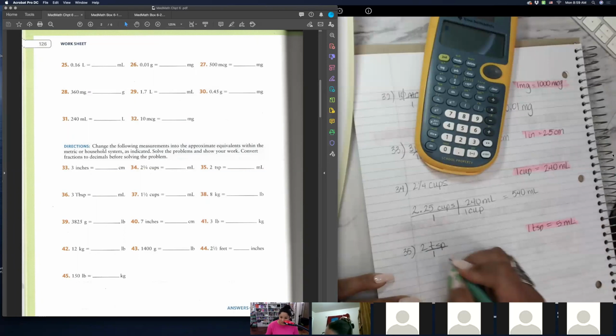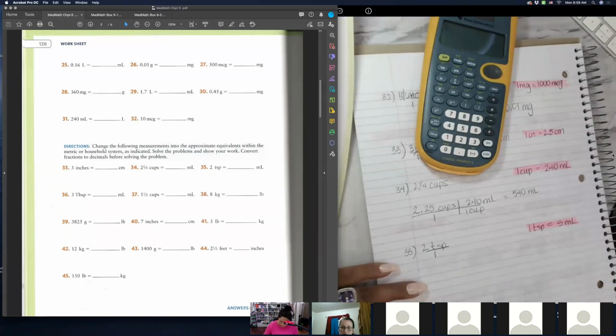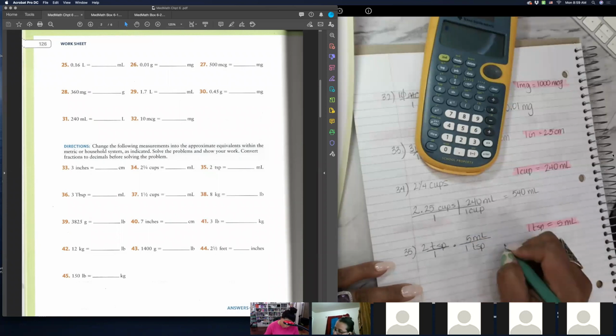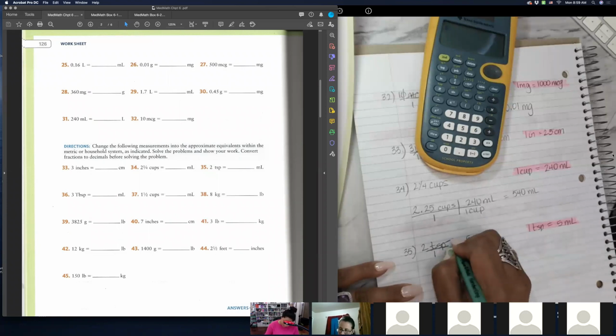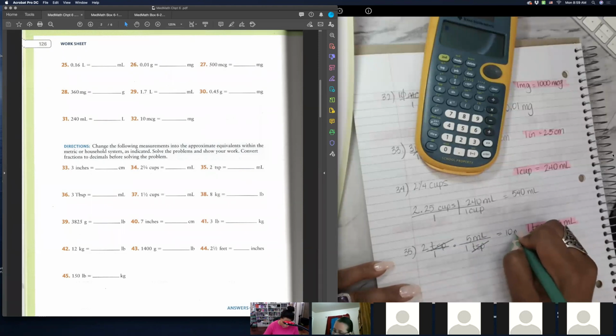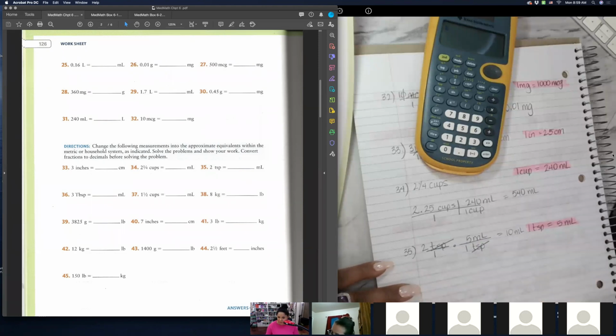So we're going to put the 2 over the 1, and then we're just going to set this up like usual so our units cancel. So I'll put the 1 teaspoon in the denominator and 5 milliliters in the numerator. My units are going to cancel. 2 times 5 is 10, so I have 10 milliliters.